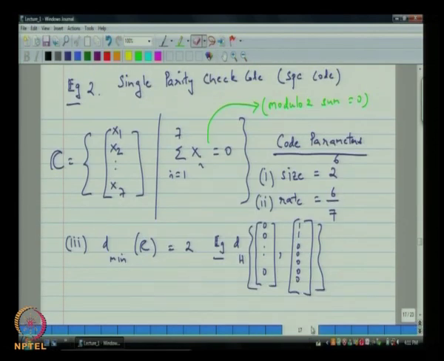The next code was the single parity check code, and here the condition for membership in the code is that the sum of the symbols must be 0, and as a result you find that the size of the code is 2 to the 6, the rate is 6/7, and the minimum distance is 2, and these are two example code words whose distance is 2.